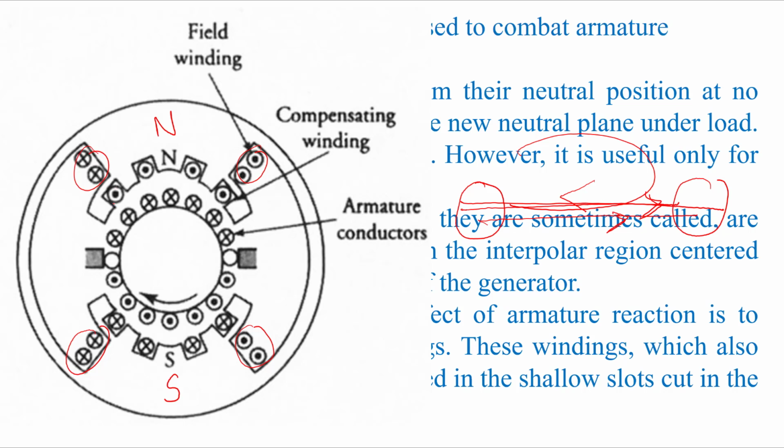Now there are slots we created in the pole surface itself where we can put the windings, which will be connected in series with the armature, and that will also have a counteracting effect on the armature flux. Okay, so there are two major methods we have. Sometimes if it is a very large machine, then both are used, interpoles and compensating windings. If it is a small machine, then only interpoles or compensating windings can counteract the armature reaction.